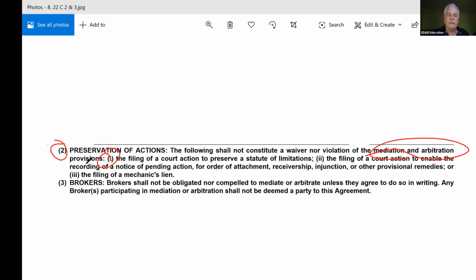So number 1, the filing of a court action to preserve a statute of limitations. In other words, when does the lawsuit get filed? And we all know this, right? Generally the statute of limitations in a real estate lawsuit is 3 years. So when is the lawsuit filed? It's filed at 2 years, 11 months, and 15 days.